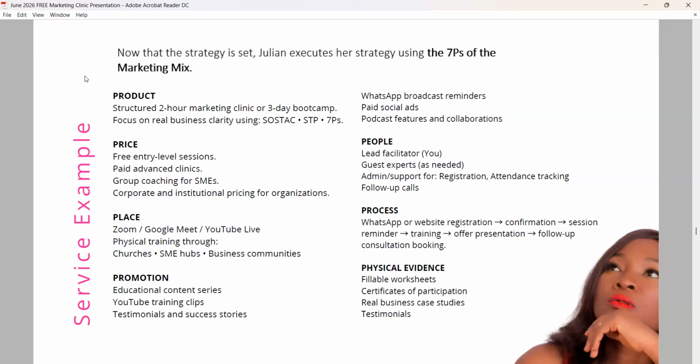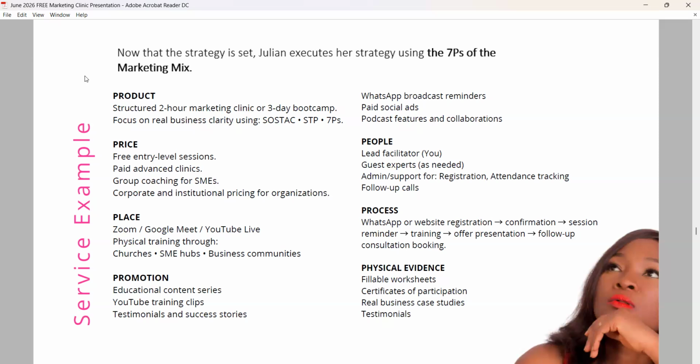For people, lead facilitator is Julian. Guest expert as needed, for example, Judith. Admin support for registration, attendance tracking, and follow-up. Process: WhatsApp or website registration, confirmation, session reminder, training, offer presentation, follow-up, consulting booking.